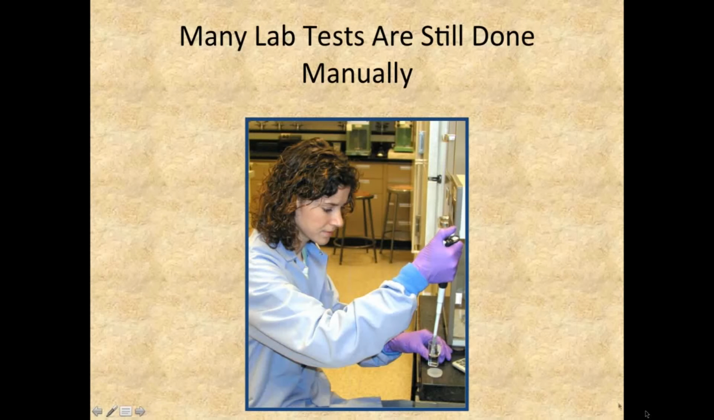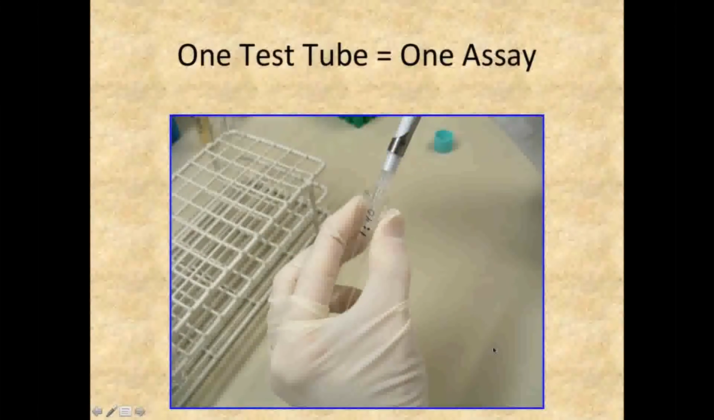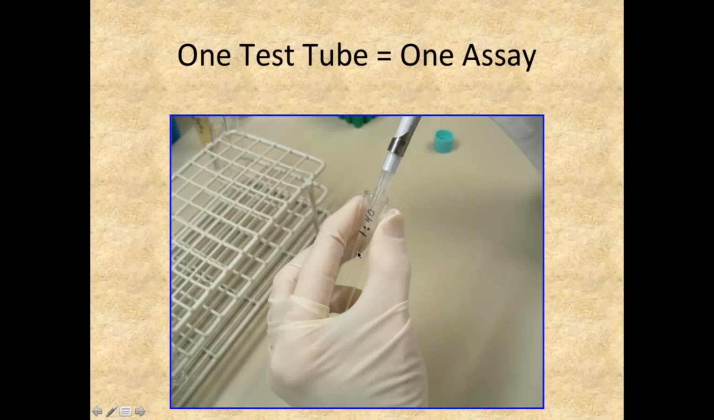Some of them are expensive to run. The companies that build these instruments want you to use their reagents and their tests on them, and so the cost of those tests can sometimes be higher than using a different methodology. So methods will vary from one lab to another depending on what instruments they have and how much money they have to invest in their instruments.